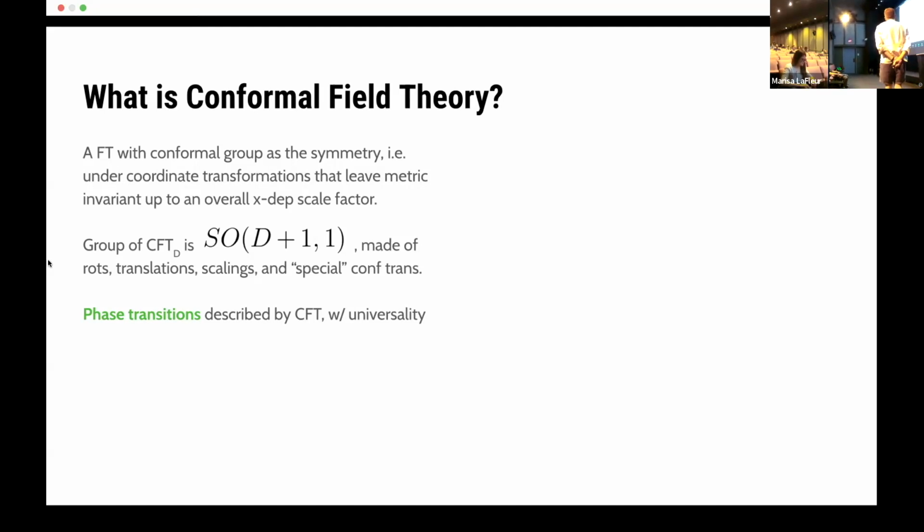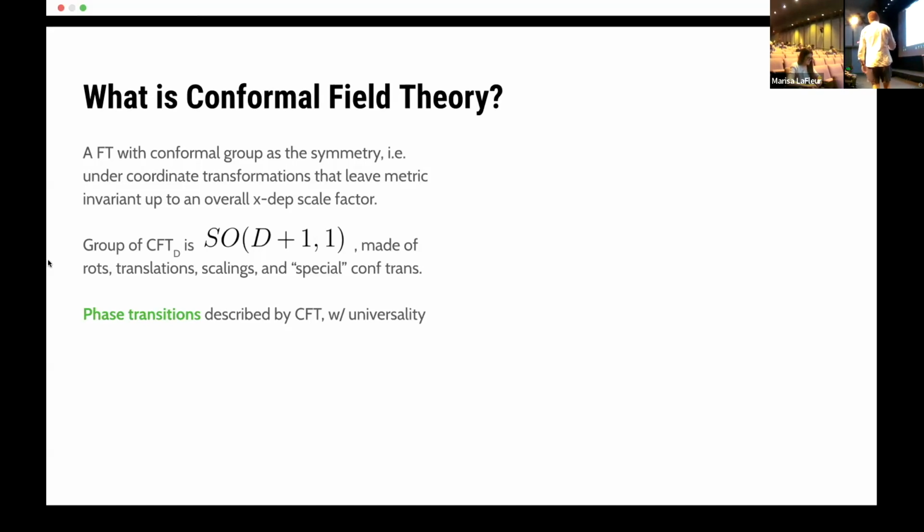The group of a conformal field theory in d Euclidean dimensions is SO(d+1,1). If you're asking how to think in a simple way about what this conformal group is, well, it's the rotations and translations that you know from Poincare invariance in normal field theory, but it's also scale transformations and something that I don't really need to talk about too much. These are what people might think of as the weird ones, something called special conformal transformations, okay?